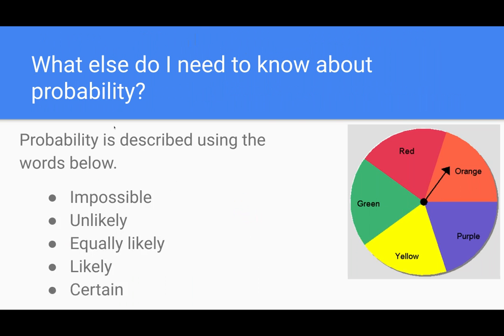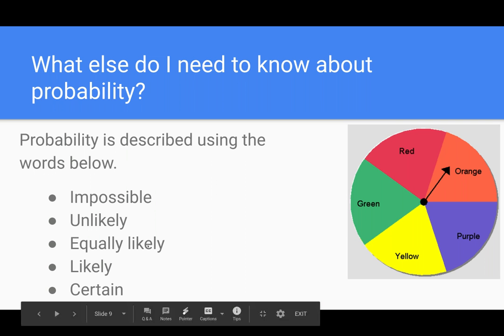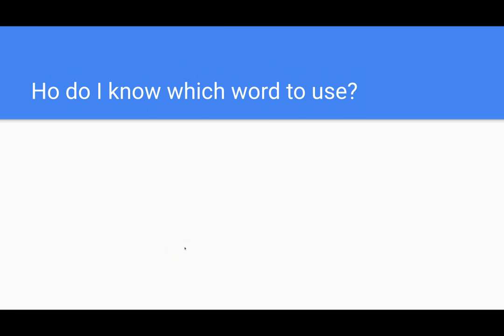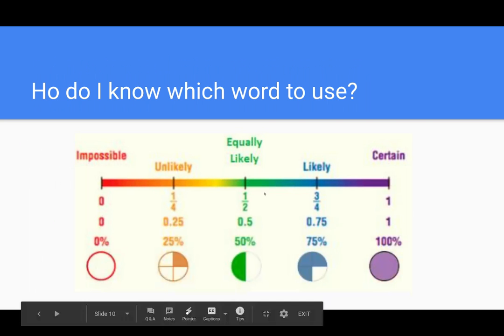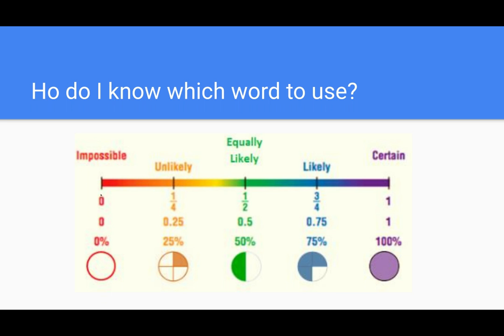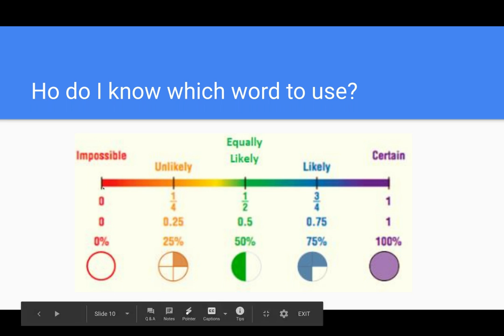Well, probability can be described using the words below: impossible, unlikely, equally likely, likely, and certain. Well, how do we know which word to use? Well, we have a graphic here that helps us. If your probability is 0, then we would say it's impossible. It has to be exactly 0. For instance, if I were rolling a 6-sided number cube, a 6-sided number cube has the numbers 1, 2, 3, 4, 5, and 6. And I ask you, if I roll this cube, what is my probability of getting the number 8? That's impossible because there is no 8 on the number cube. That would be a 0% chance.